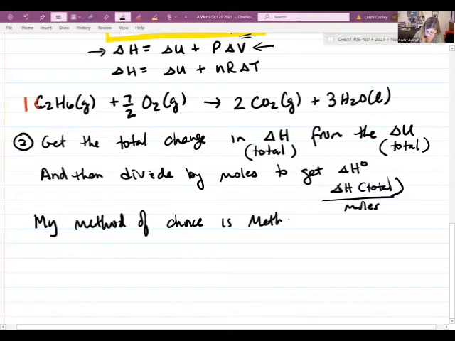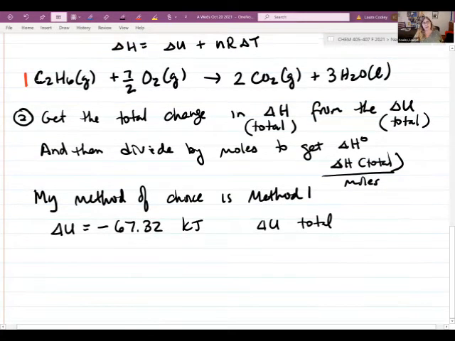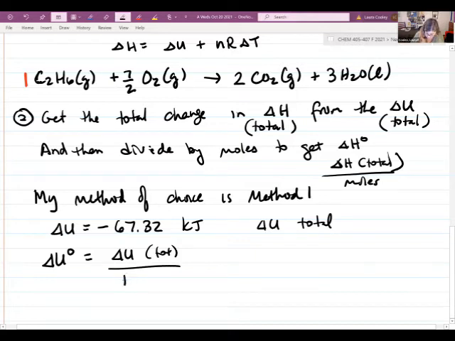Is method one. Okay, and in method one, we start, of course, in the same place, 67.32 kilojoules. That's the delta U total, right? You burn this 1.3 something grams of ethane, and this is the delta U that you get by using the minus C delta T for burning 1 point whatever it is grams of ethane. But now what I'm going to do is I'm going to figure out what is the molar delta U. So delta U zero is delta U total divided by the number of moles. So what is the number of moles?